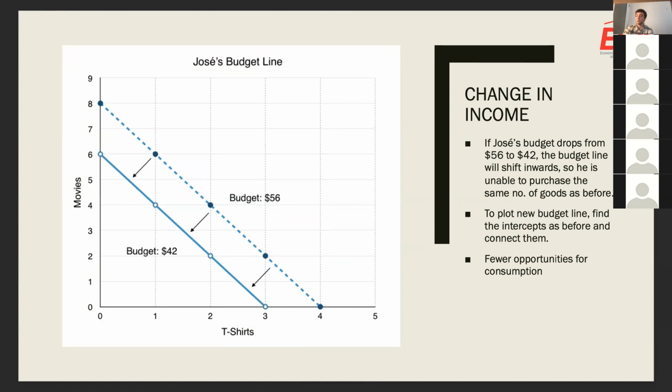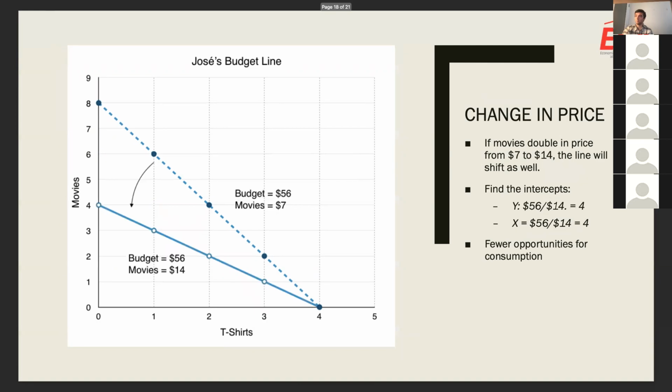Specifically, if you have a change in income, a change in income is just going to inspire a shift of your budget line. So assuming you literally just have a change in your income and not a change in price as well, an decrease is just going to be an inward shift. Increase in income, it's going to be an outward shift. So if Jose's budget drops from $56 to $42, the budget line will shift inwards, so he's unable to purchase the same number of goods as before. If he plots the new budget line, he can find the intercepts as before and connect them, so it's the same exact process. And there will be fewer opportunities for consumption as well.